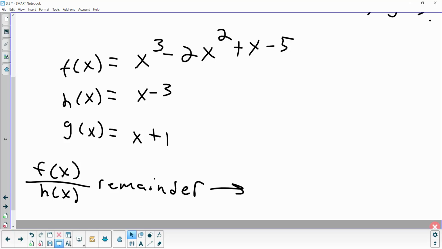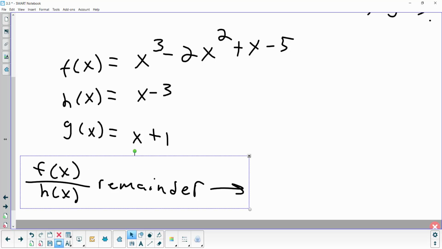Here's the remainder when we divide f of x by h of x. Is h of x in the form x minus a number? Yes. What is the number that comes after the minus sign? Chris? 3. So what we want to do to find the remainder is fill 3 into the numerator, or we also call it the dividend. That's your remainder. Just do that out.